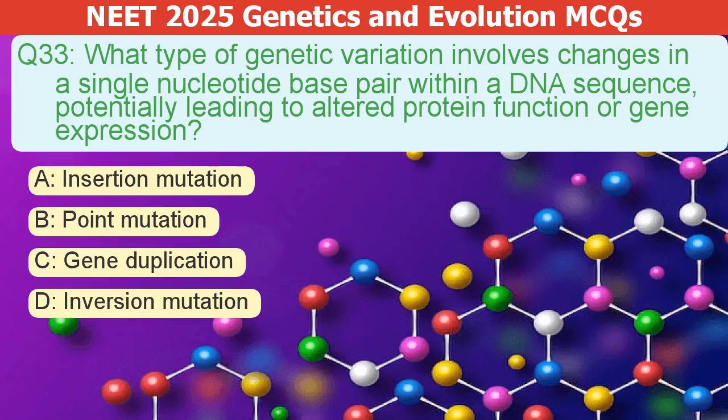What type of genetic variation involves changes in a single nucleotide base pair within a DNA sequence, potentially leading to altered protein function or gene expression? A. Insertion mutation. B. Point mutation. C. Gene duplication. D. Inversion mutation.